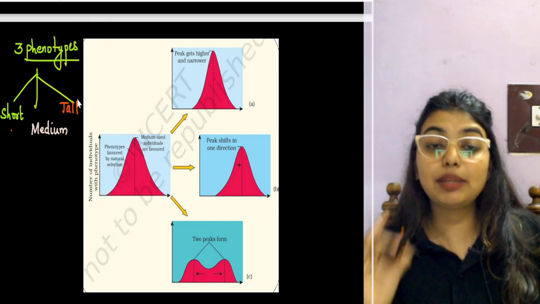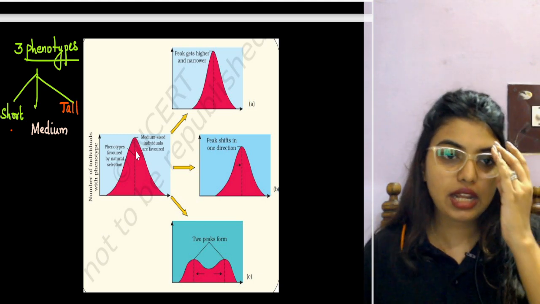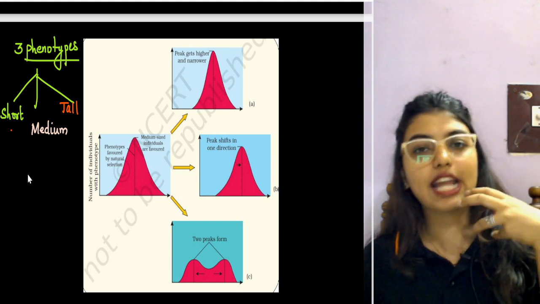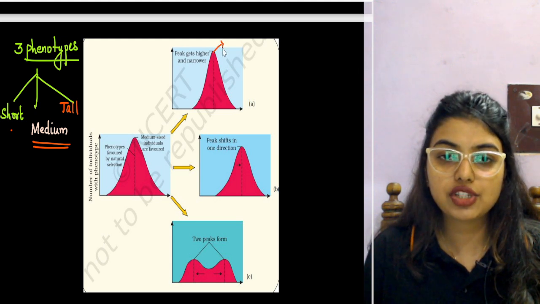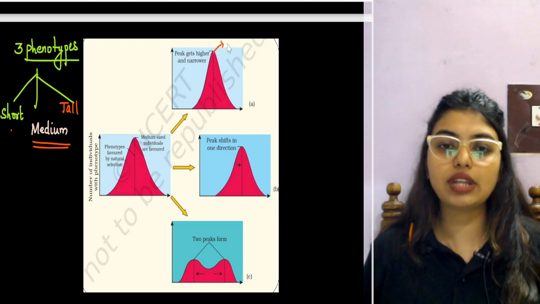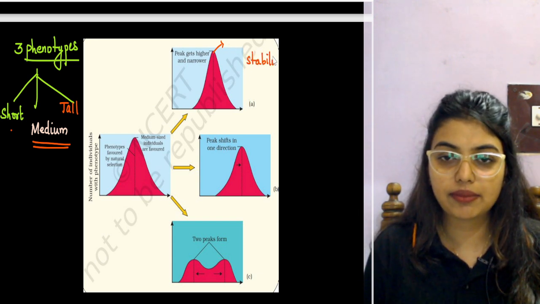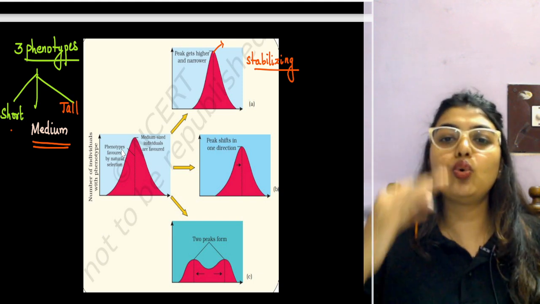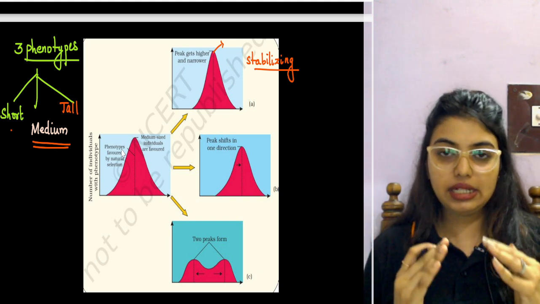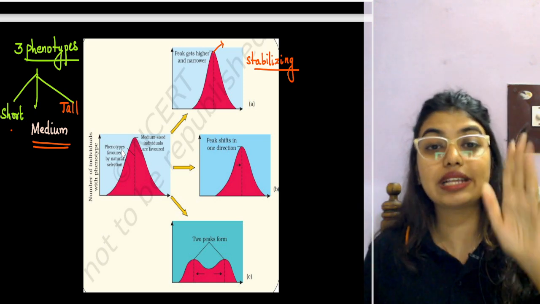Now there are three graphs. Depending on which phenotype you select, you are going to get different types of graph. Now imagine the population or the natural selection has selected medium type of people. Then you're going to get a graph which is continuously going to get narrower towards the center. This is going to be called your stabilizing graph. Why is this called the stabilizing graph? Because we have chosen medium-sized people who are in the middle. So in the middle, the graph is going to peak. More medium-sized people are going to come, and it is going to get narrower. So this is called a stabilizing graph.